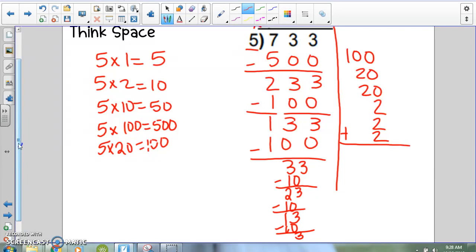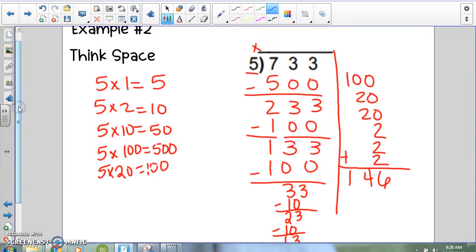Notice how my numbers are lined up by place value. 2 plus 2 plus 2 is 6. 2 plus 2 is 4. And we have 1 plus nothing, which is 1. So we're left with 146, remainder 3.